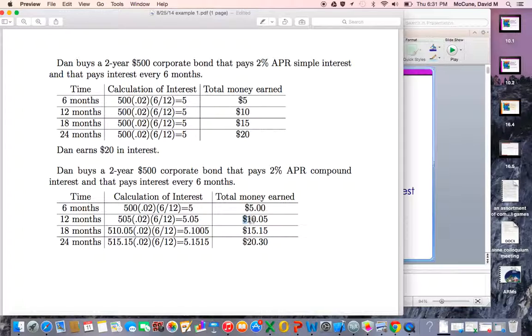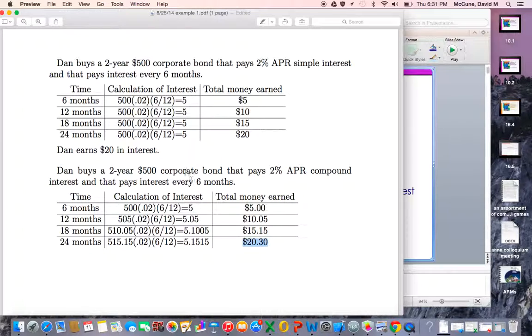And since now we've earned an additional $10.05, when we calculate interest again, now the principal amount is 510.05, and that's at 2% interest for 6 months, which gives us $5.10. Therefore, the total amount of money after 18 months is 15.15, and so on. So with simple interest, we earned $20 in interest. With compound interest, we earned an extra 30 cents. So you earn more money when the interest is compounded.